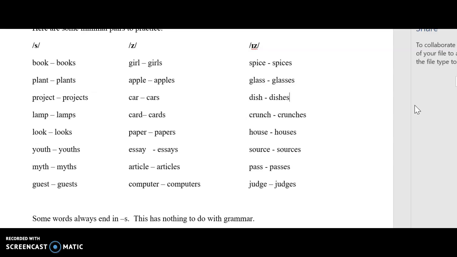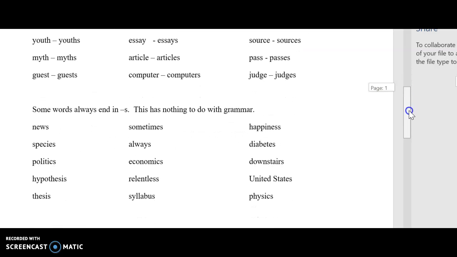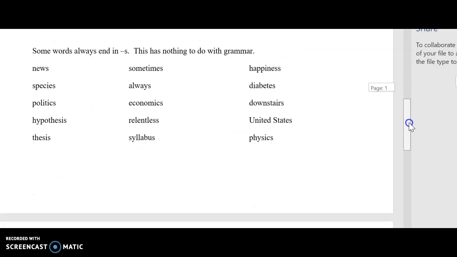Spice, spices. Glass, glasses. Dish, dishes. Crunch, crunches. House, houses. Source, sources. Pass, passes. Judge, judges. Then there are some words that just always end in S. So we're going to practice some of those.